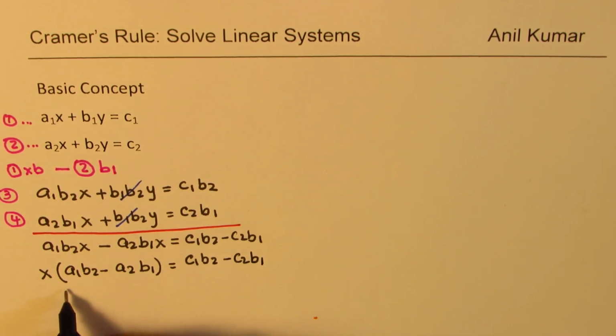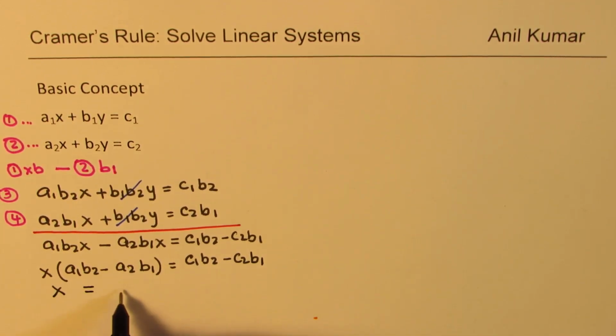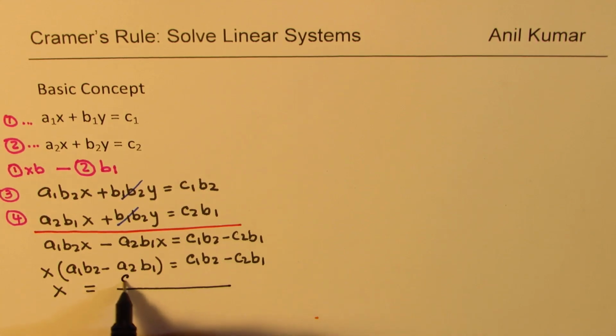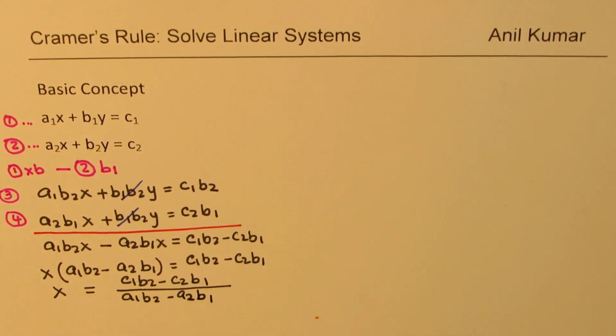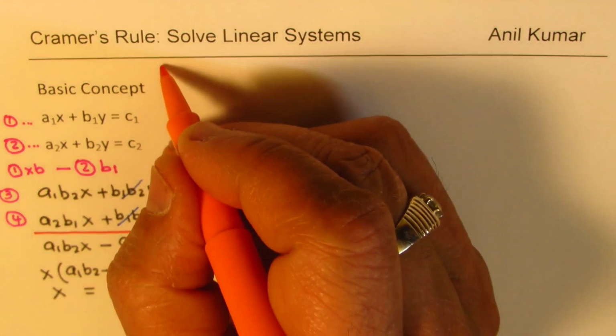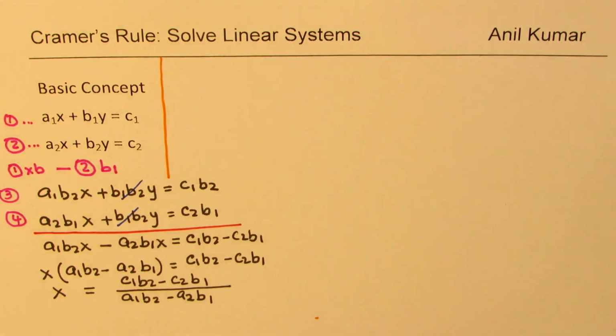And from here you can find the value of x as a ratio, which is c1 b2 minus c2 b1 over a1 b2 minus a2 b1, correct? We find that it is a very interesting ratio, which is written like this. Now to find the value of y, you could do very similar steps. Let's do it here.